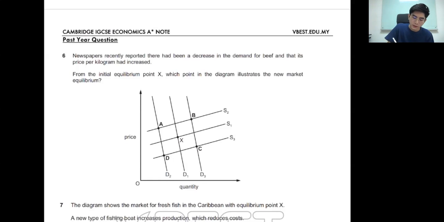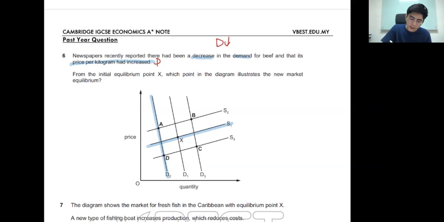So let's look at here. The newspaper recently reported there has been a decrease in demand. So demand decreases, and the price per kilo has increased. Oh, interesting. So the price increases. What did they mention in this question? They mentioned demand. Did the question mention anything about supply? No. When they did not mention anything about supply, please do not shift it. Just let it be. So demand decreases, it's going to shift to the left.